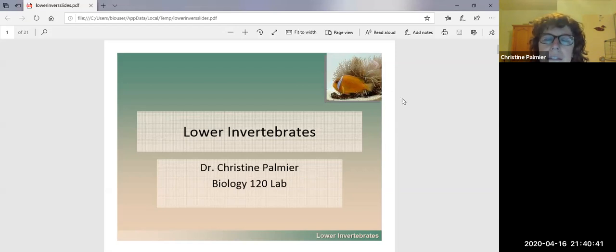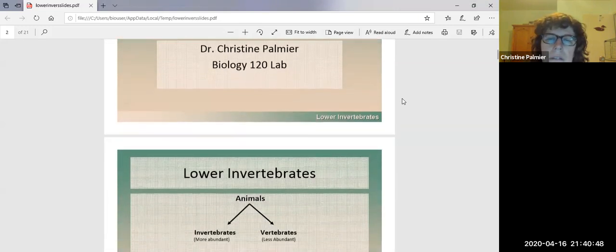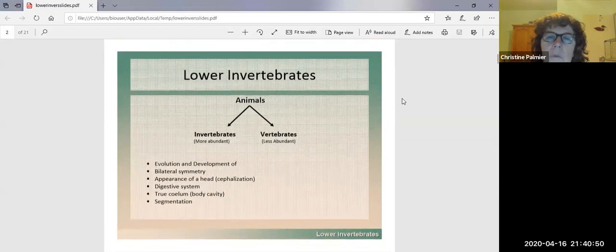Okay, so here we're covering lower invertebrates. Here's an overview, though, of all animals. Animals can be divided into invertebrates or vertebrates. Invertebrates, if you feel like you're being surrounded by bugs and spiders, you are. They're more abundant than vertebrates, which we belong to.